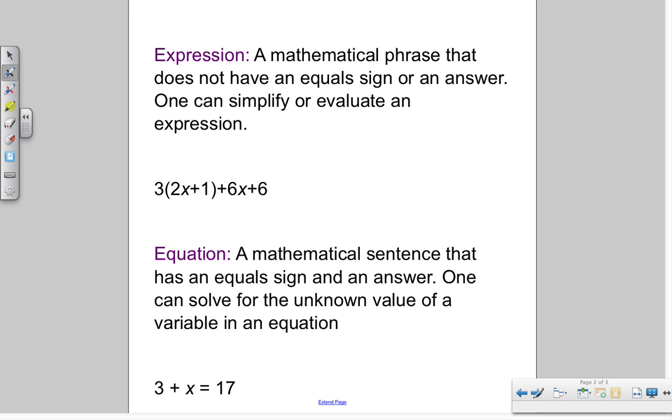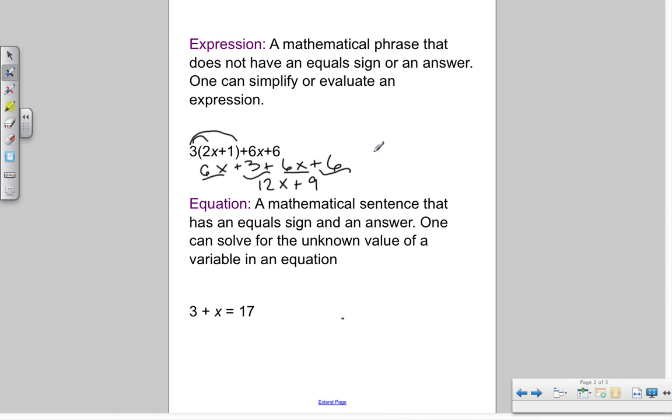Okay, moving on. This is the actual definition of both. An expression is a mathematical phrase that does not have an equal sign or an answer. One can simplify or evaluate an expression. So in this case, no equal sign, no answer. I could simplify this. I could distribute and get 6x plus 3 and recopy the remainder of my expression. And then I can combine like terms and get 12x and combine my constants, plus 9. And that is the most I can do with that expression. That would be considered more simple.